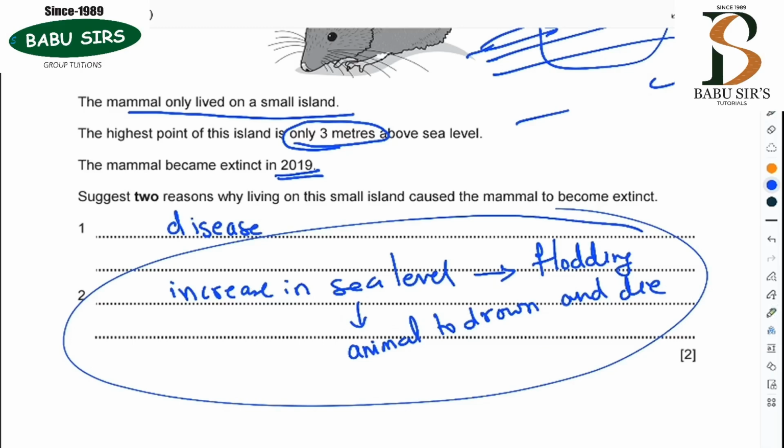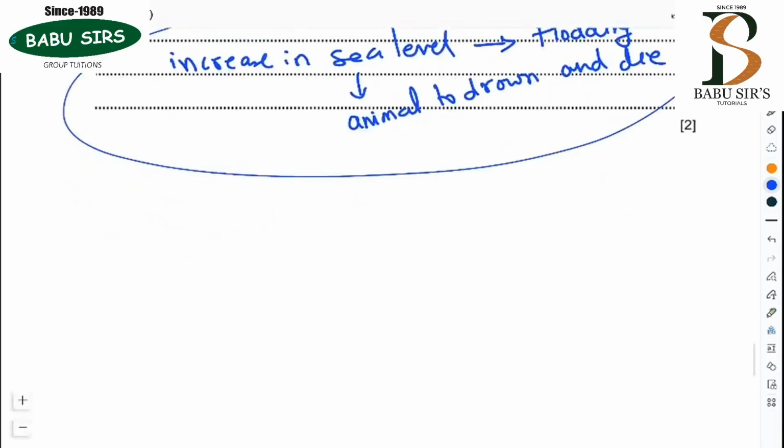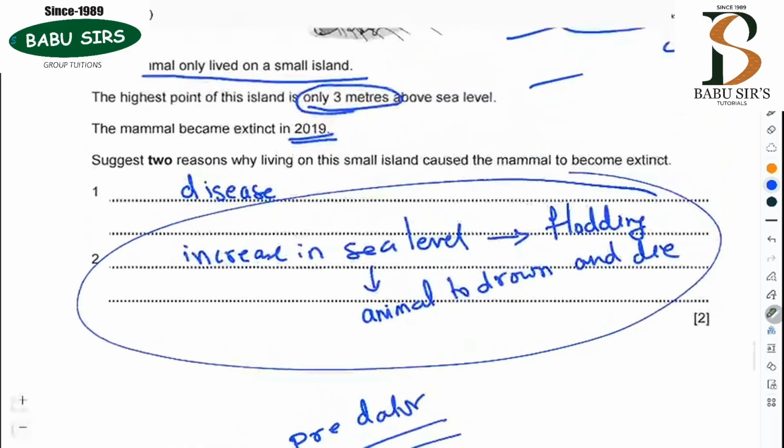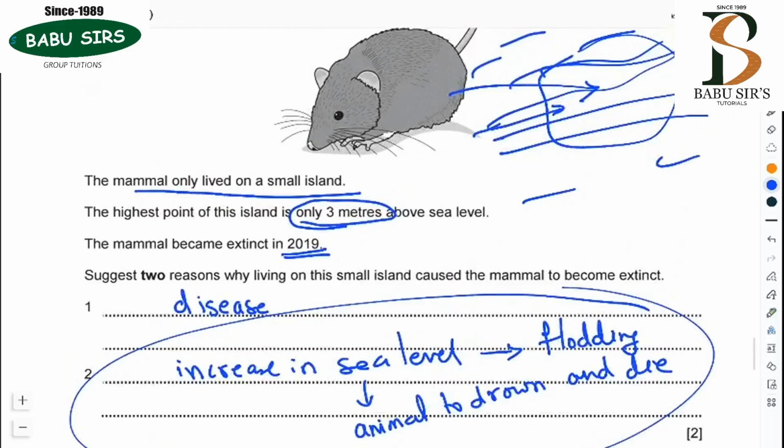And second, you can put some disease has happened, or you can put there is some predator, someone who is killing the animal, that is the mice.